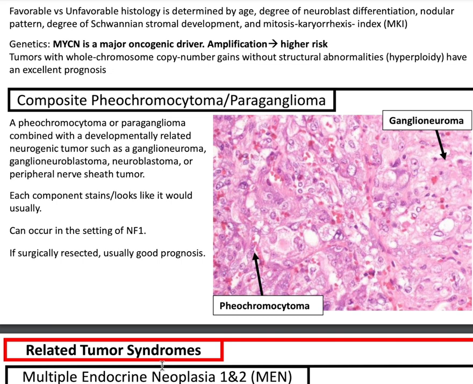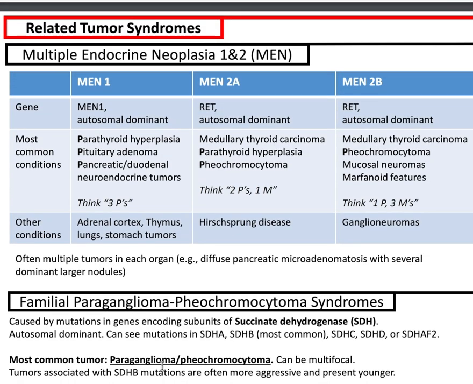Composite pheochromocytoma-paraganglioma: each component stains and looks like it usually would. Related tumor syndromes include MEN1, think your 3 Ps: parathyroid hyperplasia, pituitary adenoma, pancreatic or duodenal neuroendocrine tumors. MEN2A, think 2 Ps and 1 M: parathyroid hyperplasia, pheochromocytoma, medullary thyroid carcinoma. MEN2B, think 1 P, 3 Ms: medullary thyroid carcinoma, mucosal neuromas, marfanoid features, and pheochromocytomas.